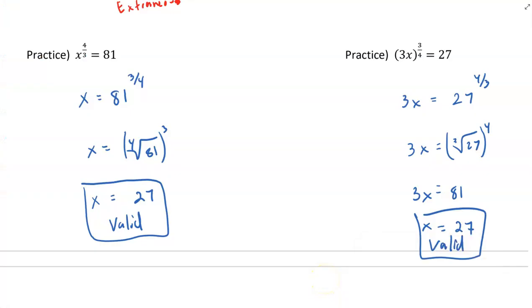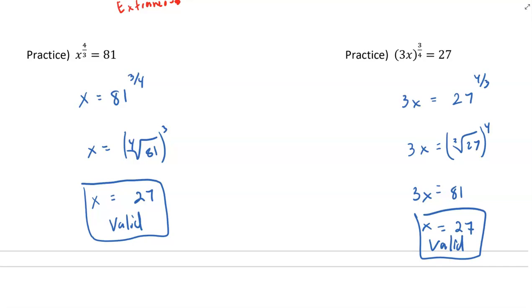All right, here are the two solutions to the practice problems. Very straightforward. The first example, you just raise both sides to the power of 3/4, canceling the exponent. You get 81 to the power of 3/4. The fourth root of 81 is 3. Raise to the power of 3 is 27. And when you evaluate this, you get a valid solution.